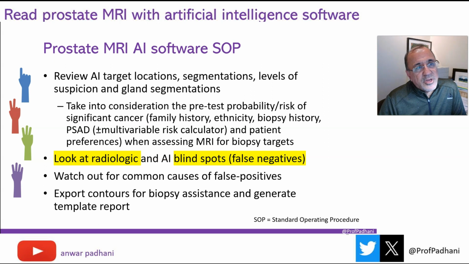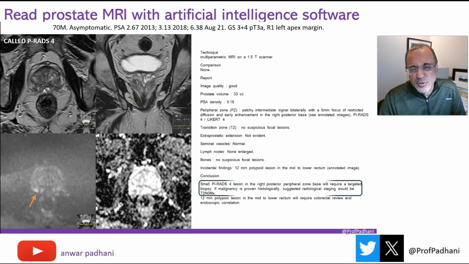Now, again, when you use the software, look at the normal radiological blind spots, the so-called radiologist false negatives. I just wanted to show you an example. So here's a man with a small PSA DRE lesion here at the right base. You can see it there. And there it is on the ADC map. And you can see the radiologist says, small PSA DRE lesion, right posterior peripheral zone, base requiring a targeted biopsy.